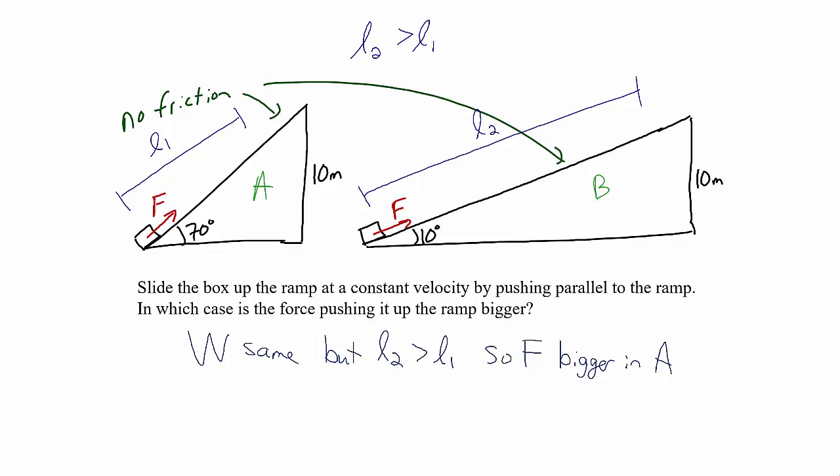This is an example of a simple machine. An inclined plane is a simple machine. You're getting the same work done, but the force that you need to do that work is different. With a gentler incline, it doesn't mean that you have to do less work to move a vertical distance of 10 meters, but the force that you need to apply to move up that incline is smaller.